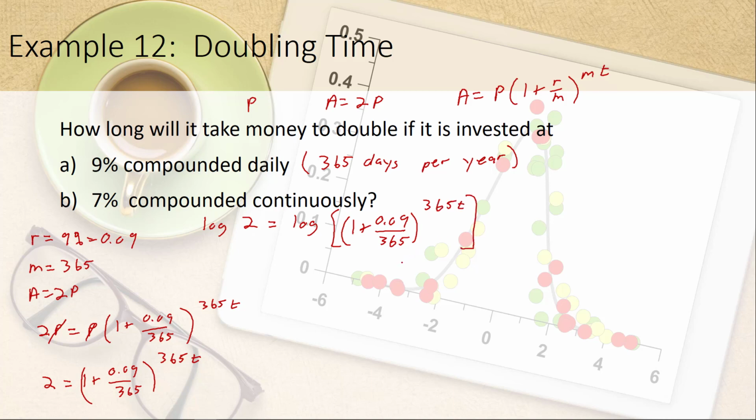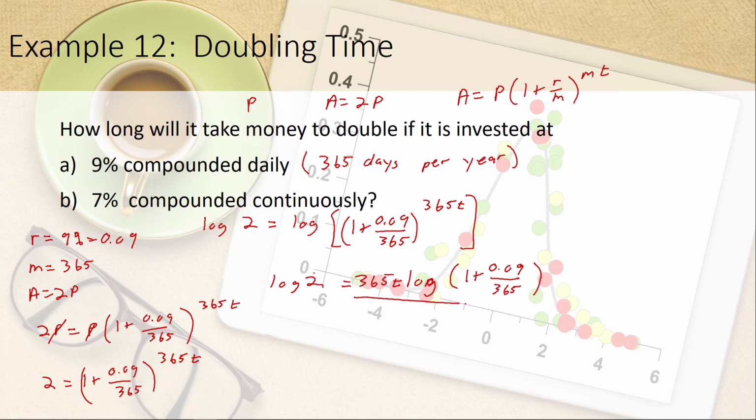Okay, now remember from the property of logs, this is going to be equal to 365 times the common log of 1 plus 0.09 divided by 365, and all of this is going to be equal to the log of 2. I forgot the T here. T is kind of important since that's what we're looking for.